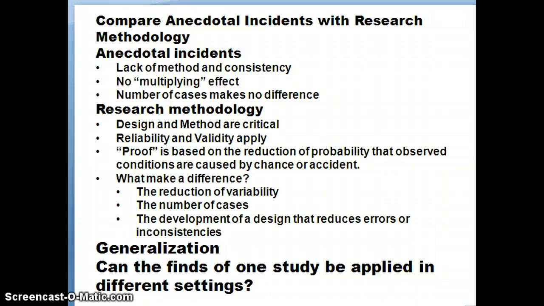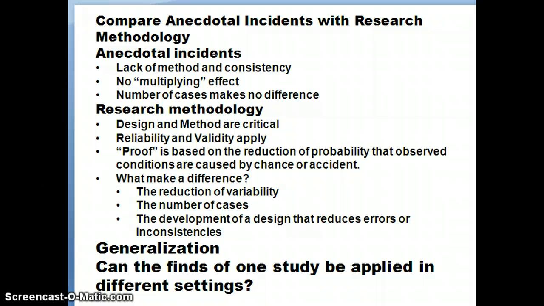If we're looking at a whole bunch of anecdotal incidents, the number of cases makes no difference. In other words, if I assign you the task of going out and interviewing a group of people about how do you like this class, if you go out and interview 30 people in the class and you ask them all different questions, those are 30 different anecdotal incidents. They don't have any research effect.